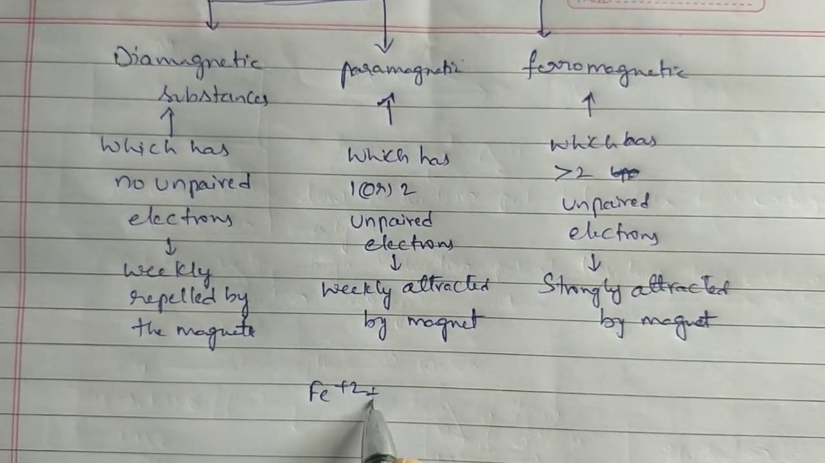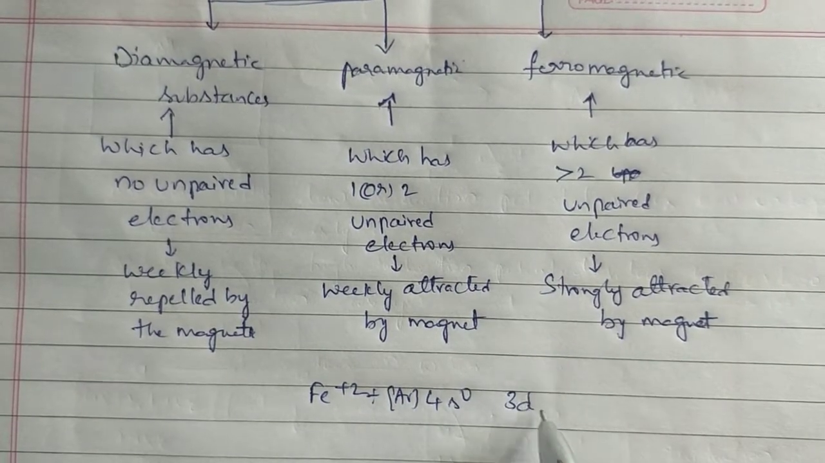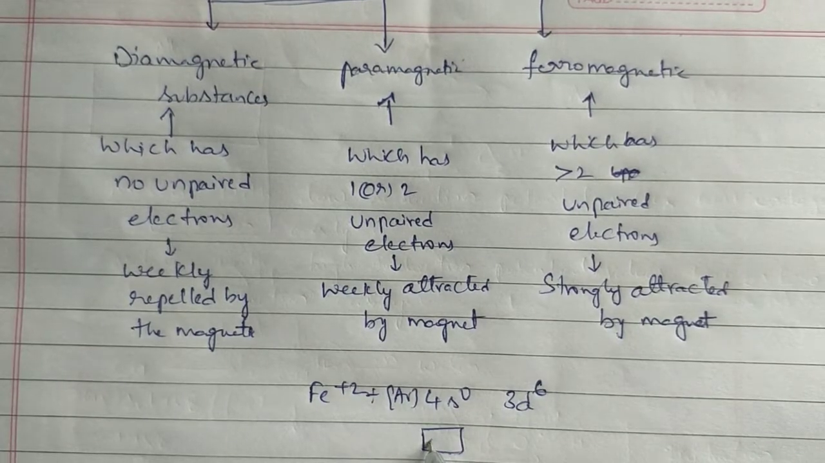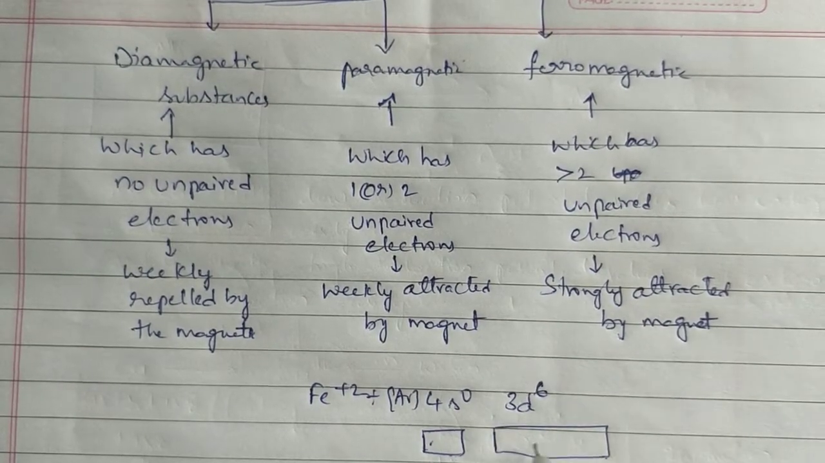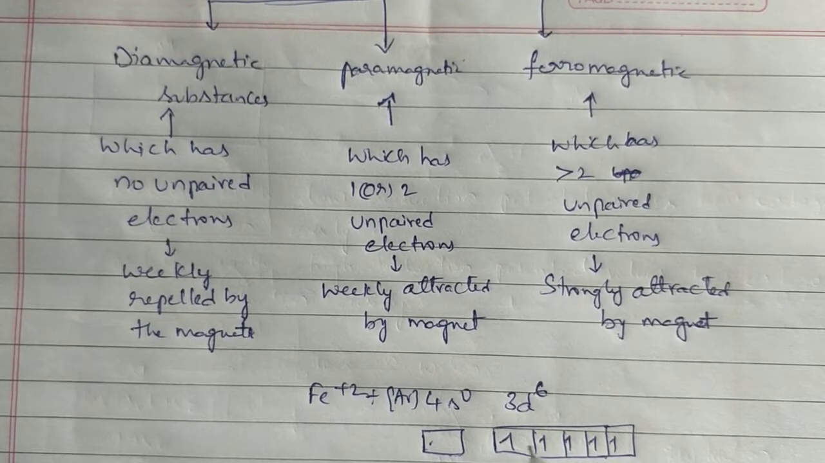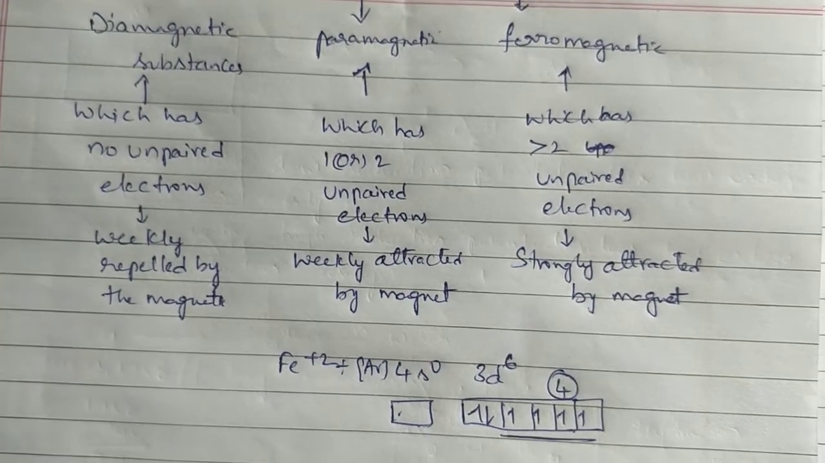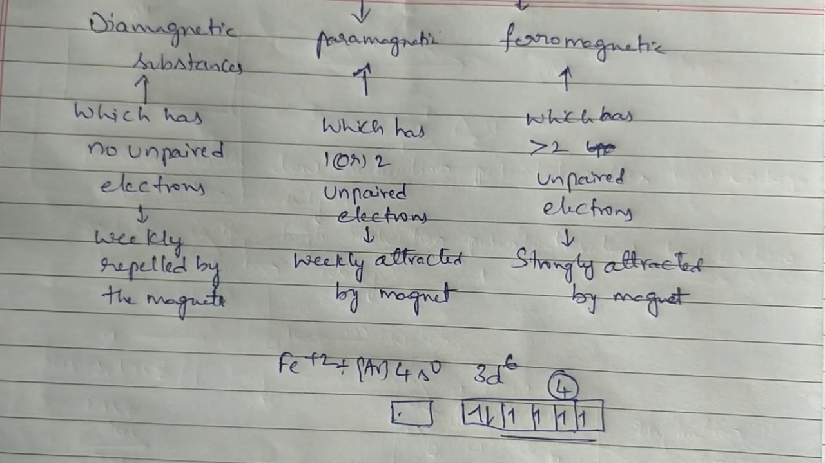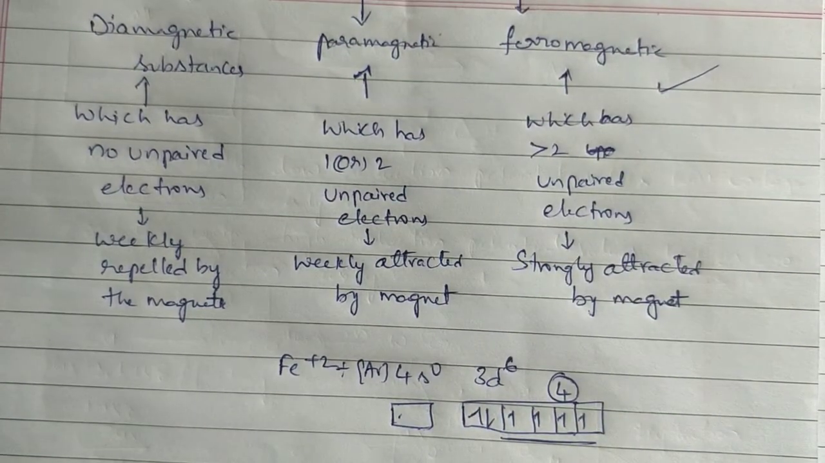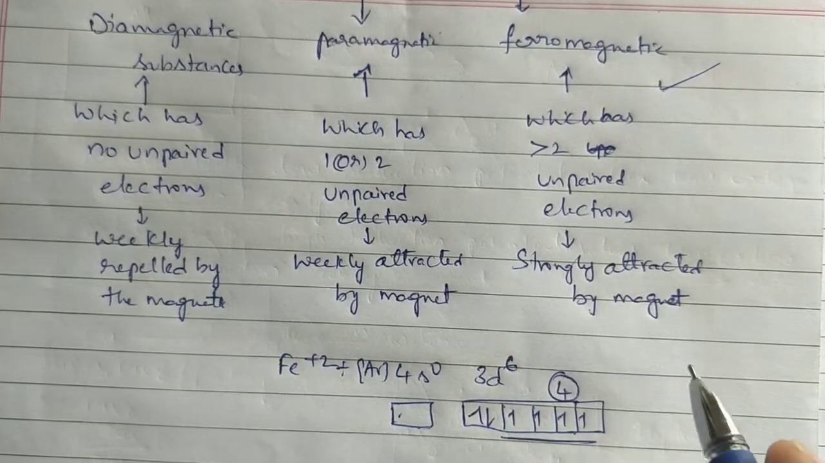Fe+2 electronic configuration is argon 4s0 3d6. 4s0 contains no electrons, 3d6: 1, 2, 3, 4, 5, 6. How many unpaired electrons are there? 4 unpaired electrons are there. Fe+2 has 4 unpaired electrons, which is greater than 2. So it comes under ferromagnetic. Strongly attracted by the magnet.